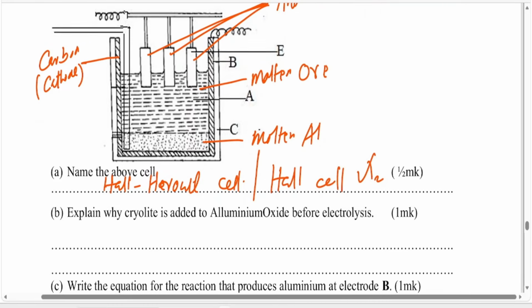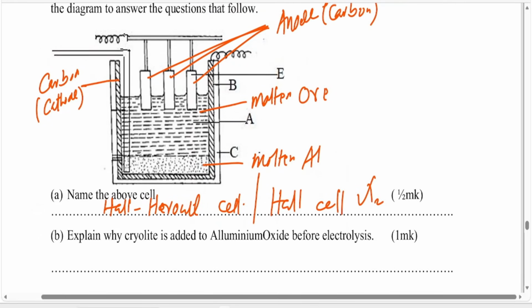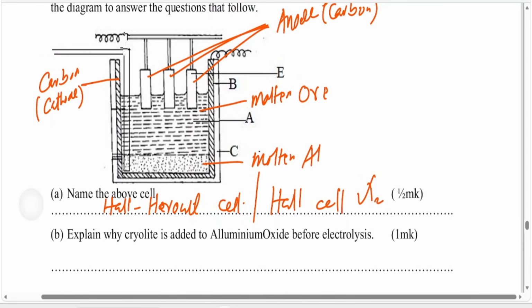So looking at this question, as we know, during the extraction of this particular metal, there is the ore, and we have cryolite, sodium aluminium fluoride, being added to the ore. Why is it added during the extraction or before the electrolysis? It is done to lower the melting point of aluminium oxide from around 2050 degrees Celsius to around 800 degrees Celsius.